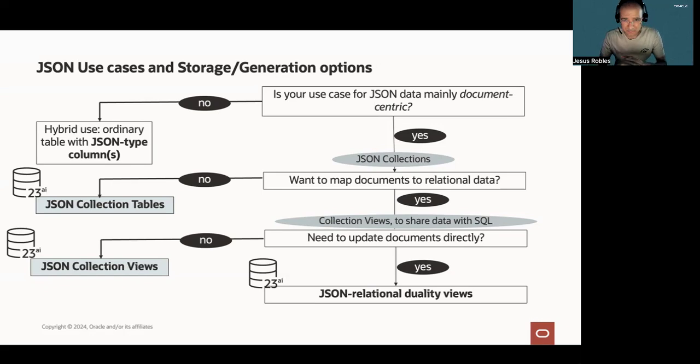And in this case, you have two options. If your use case requires updating the view directly, then you should use JSON relational duality views. In other cases, use JSON collection views, which are read-only. In this video, I will be talking about JSON collection tables and JSON collection views, not relational duality views.